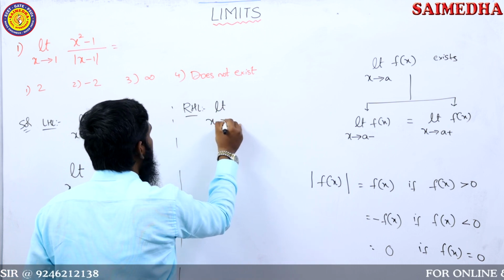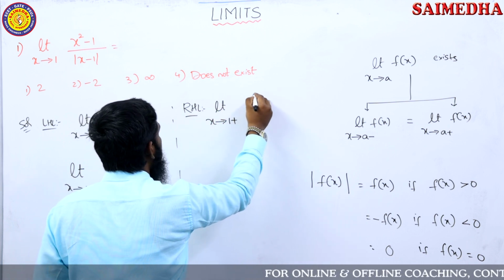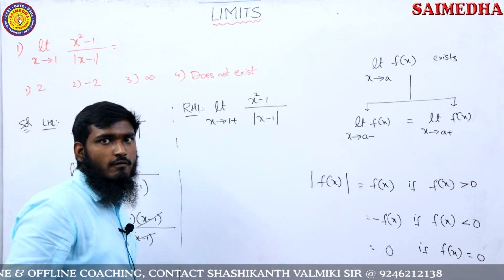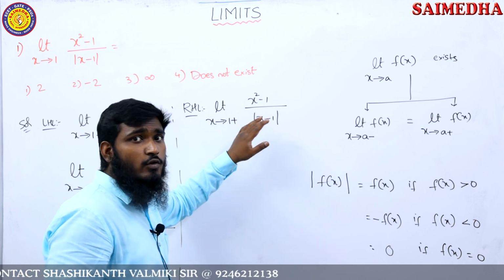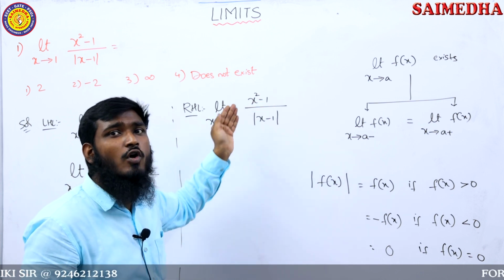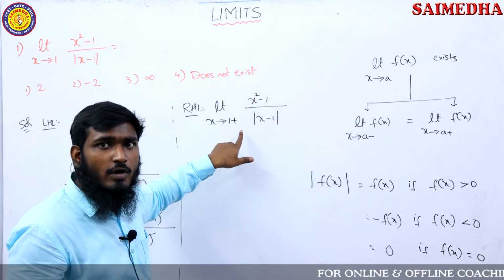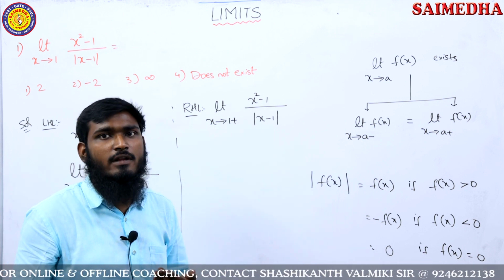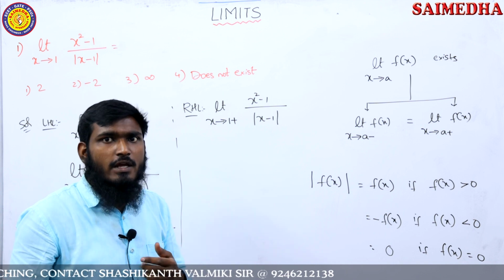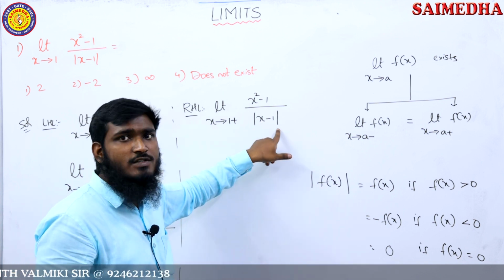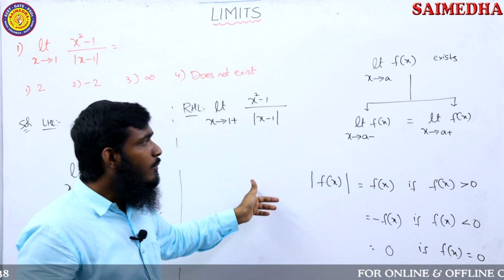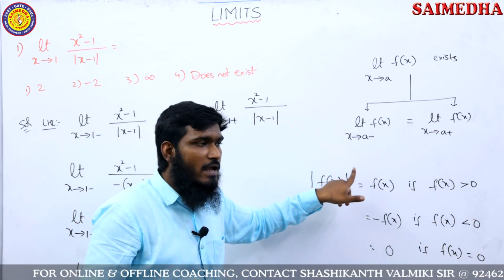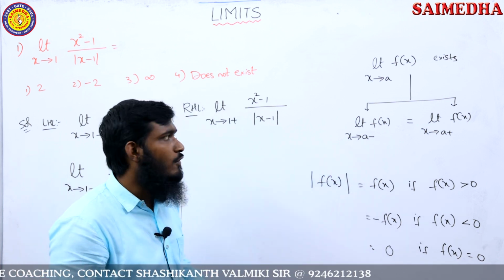RHL, limit x tends to 1 plus, x square minus 1 divided by mod of x minus 1. Now we are taking the x value. If you are assuming the x value is somewhat greater than 1, because we have written 1 plus. If you take 1.1, then 1.1 minus 1 gives a positive answer. Positive means it is greater than 0. If it is greater than 0, we have to take the same value f of x.